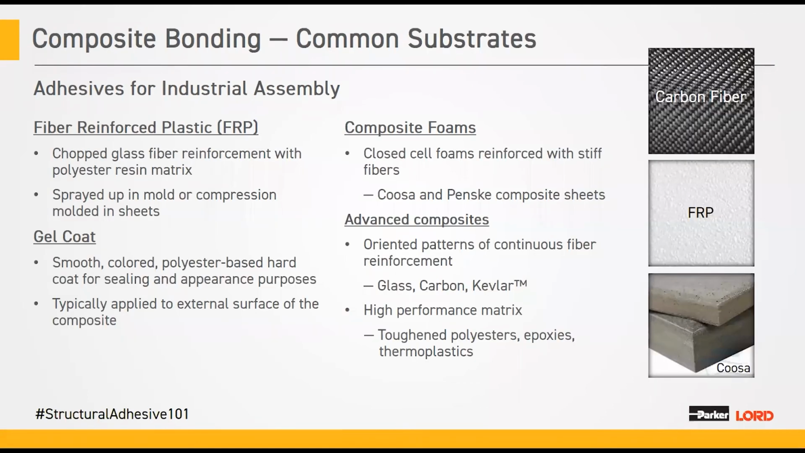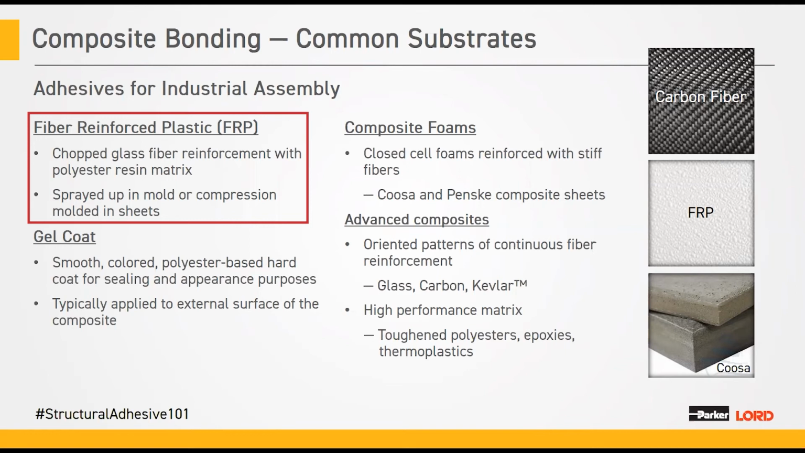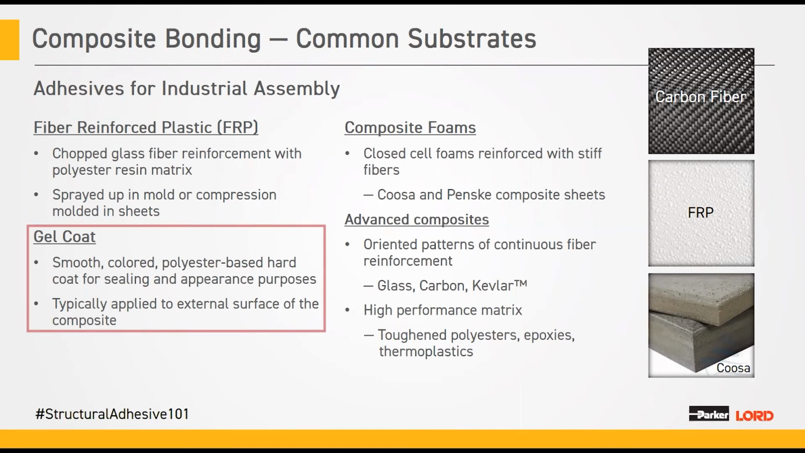Some of the common substrates we see in composite bonding, certainly the more general ubiquitous category is fiber reinforced plastic, and this is either a chopped or woven material reinforced by a polyester or epoxy or vinyl ester resin matrix. This can be sprayed or compression molded into sheets. The gel coat is typically what's applied to the mold side of the product. It gives it its bright, oftentimes a bright white or shiny surface.